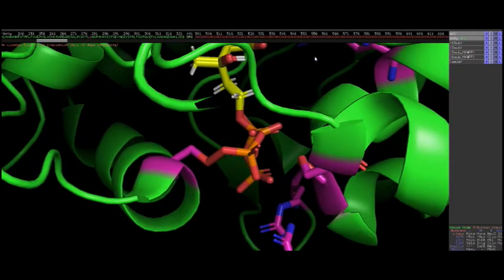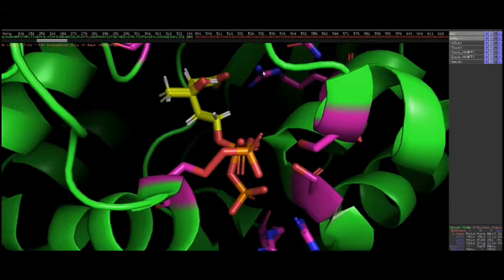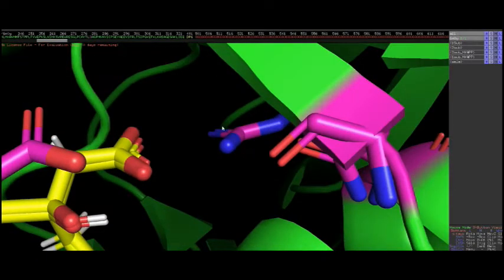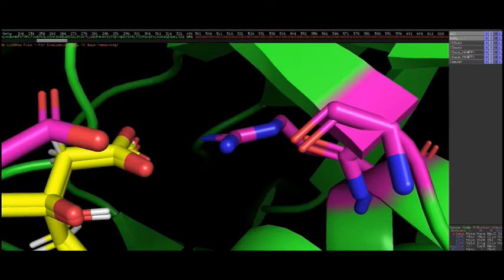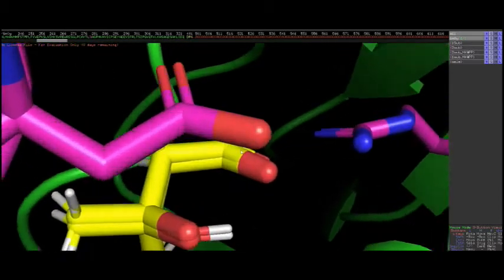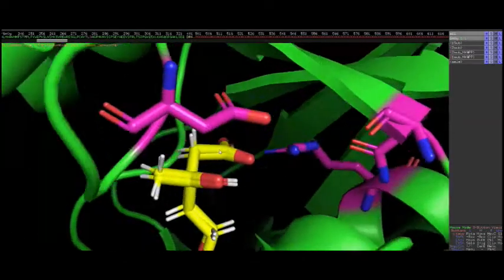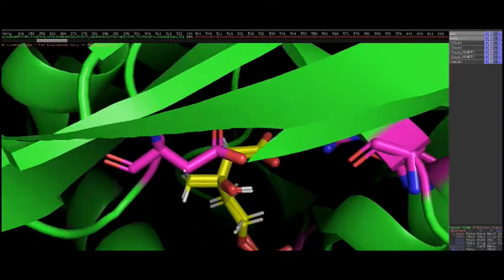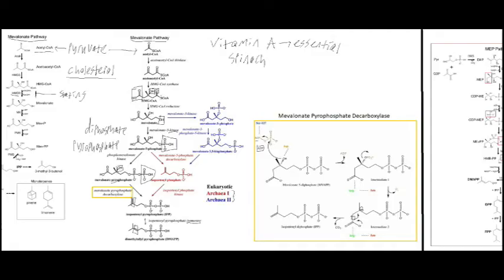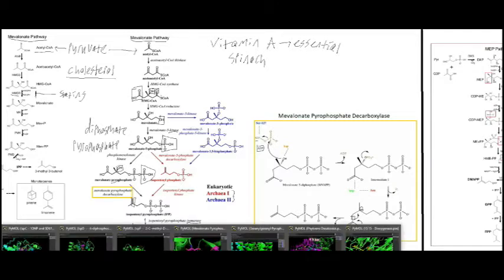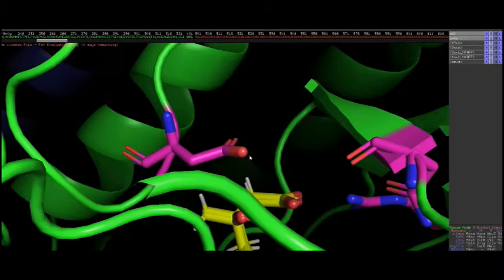And so we can see up here this arginine, which is positively charged, is forming this ionic bond with the negatively charged carboxylate on here. So this aspartate here is probably this aspartate in the mechanism here, which is holding this hydroxyl group in position here. And so we can see that in the structure.